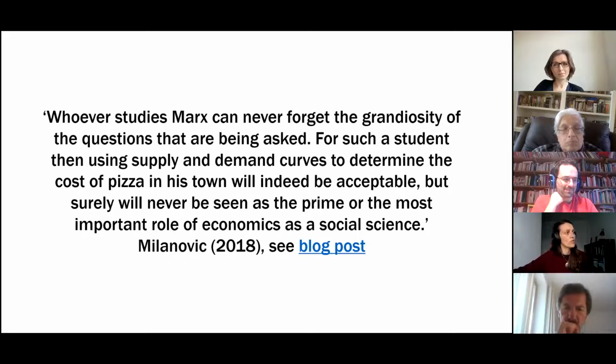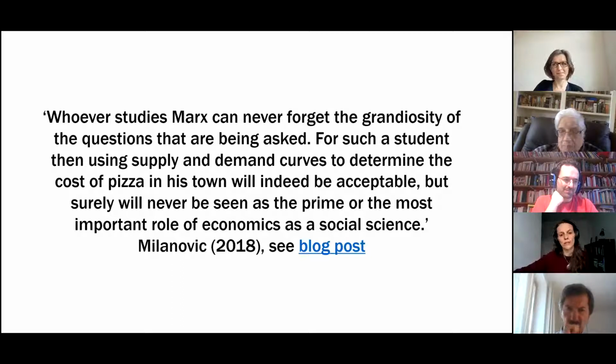So Milanovic says, whoever studies Marx can never forget the grandiosity of the questions that are being asked. For such a student, using supply and demand curves to determine the cost of pizza in his town will indeed be acceptable, but surely will never be seen as the prime or the most important role of economics as a social science.